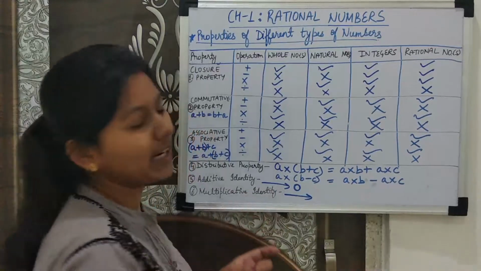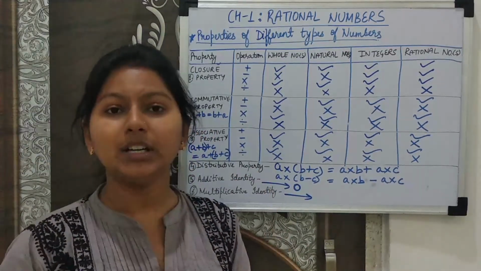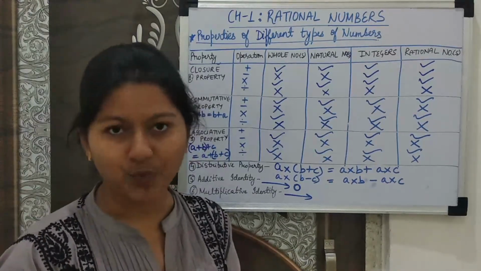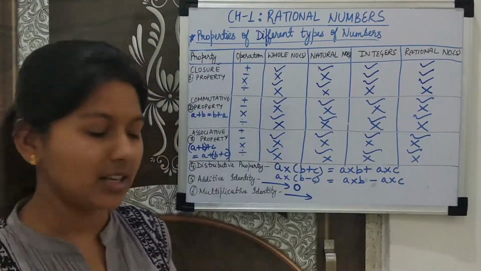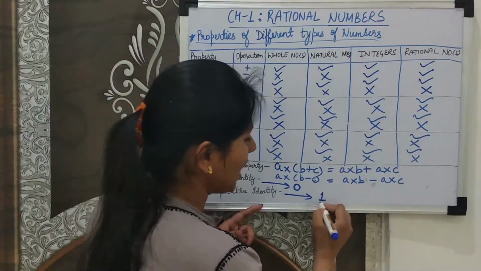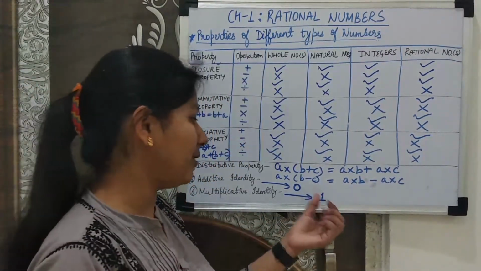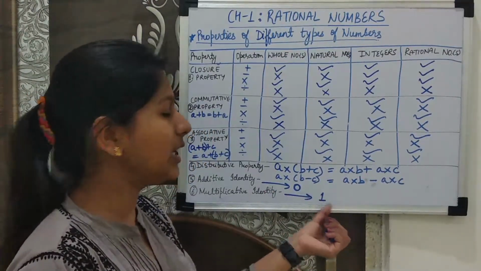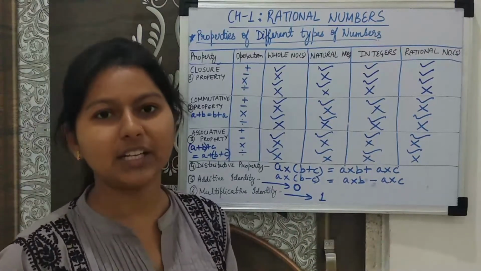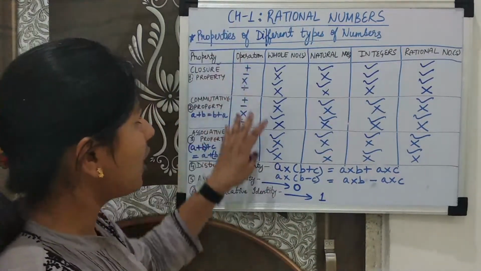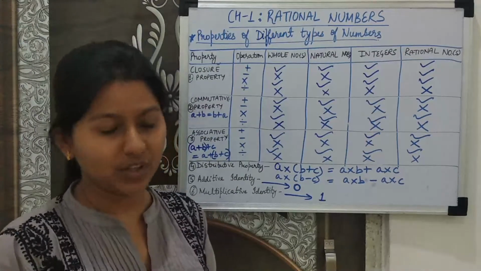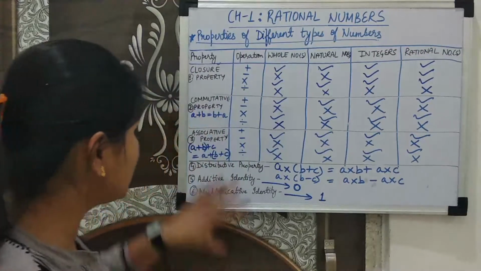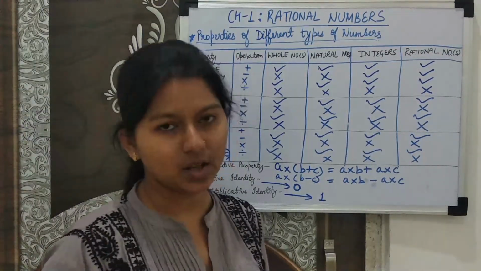Similarly, for multiplicative identity, by what number should any number be multiplied so that the result remains the same, or the identity of the number remains the same? The answer is 1. If I multiply any number by 1, the number will remain the same. That's why 0 is called additive identity and 1 is called multiplicative identity. So this was all about properties of different types of numbers, for whole numbers, natural numbers, integers and rational numbers. We have discussed all the 6 properties.